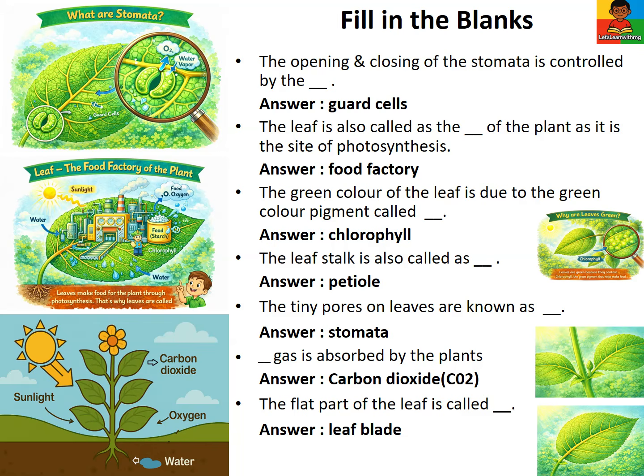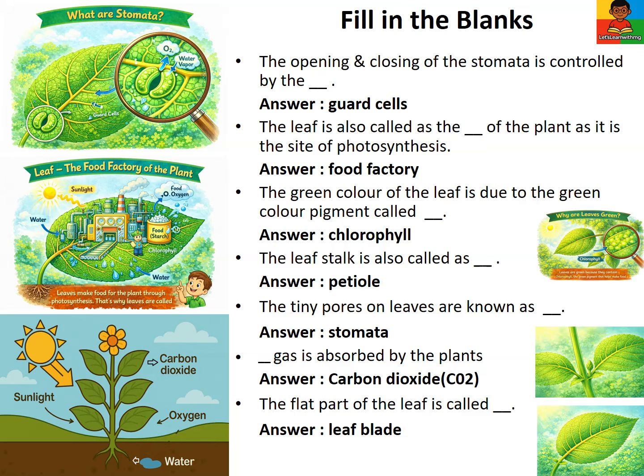More fill in the blanks. The opening and closing of the stomata is controlled by the blank. Answer: guard cells. The leaf is also called as the blank of the plant, as it is the site of photosynthesis. Answer: food factory. The green color of the leaf is due to the green color pigment called blank. Answer: chlorophyll. The leaf stalk is also called as blank.